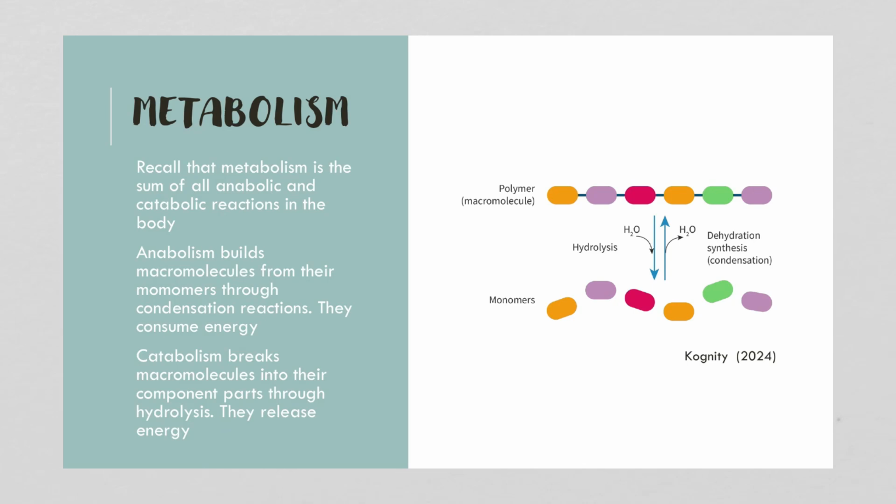So if you recall, metabolism is the sum of all the anabolic and catabolic reactions within the cell or the body. And remember, anabolism builds up macromolecules from their monomers through condensation reactions, and that consumes energy. And catabolism breaks macromolecules into their component parts through hydrolysis, and that releases energy. And you can see the two reactions taking place here. So hydrolysis puts water in to split them up, and condensation reactions take water out to build them together.